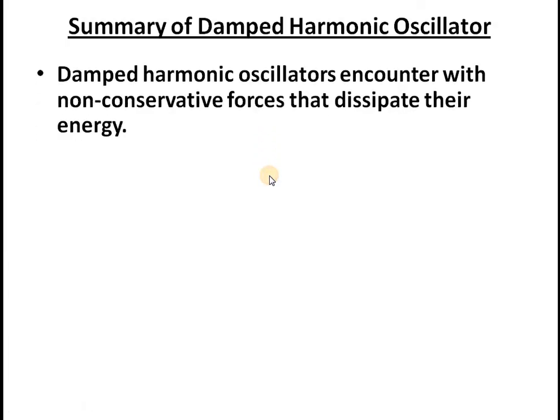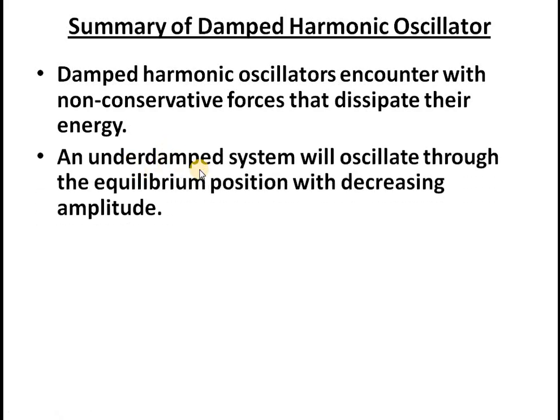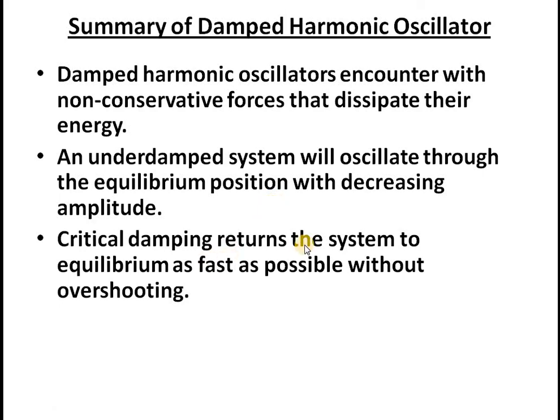So now we can summarize our discussion this way. A damped harmonic oscillator encounters non-conservative forces that dissipate the energy. It is essentially because of the presence of non-conservative forces, which can be a frictional force, a viscous force, or any such force. That is the reason for the dissipation of energy. In the first case, an underdamped system will oscillate through the equilibrium position with decreasing amplitude. In the second case, a critically damped oscillator returns the system to equilibrium as fast as possible without overshooting.